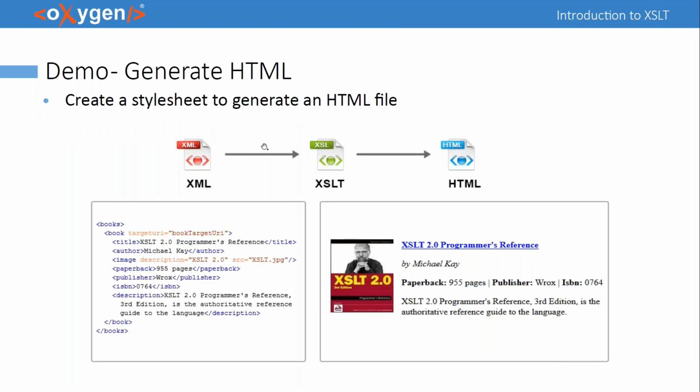So I want to create a style sheet from scratch and generate an HTML file. The input XML file is something like this. It's a list of books, and each book has a target URI from where you can buy the book, and then the title, the author, an image of the book, and some description. And we want to generate this nice HTML that will have the image on the left and then the title and the description on the right.